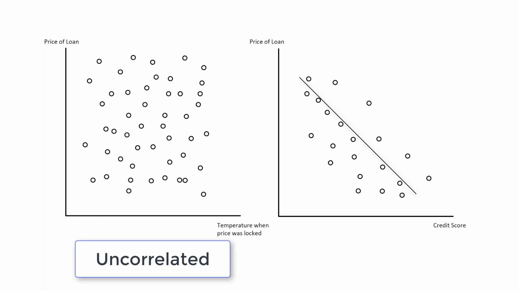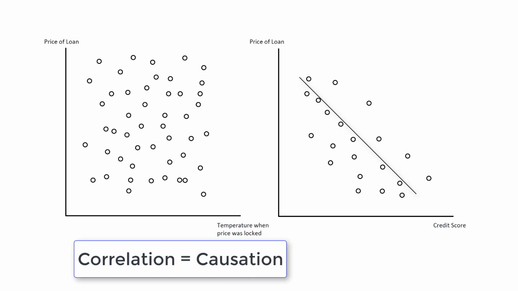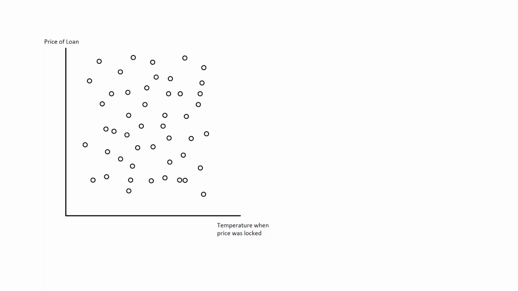Perhaps the most common and dangerous misunderstanding of correlation is that correlation is the same as causation, when in fact this is not the case. In the case of credit scores and loan prices, correlation may be the result of causation, meaning a borrower's credit score does cause the bank to charge them a lower price. But it's also possible for two variables to be correlated by random chance.